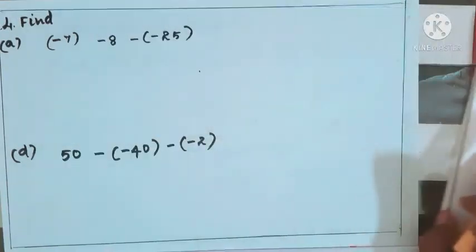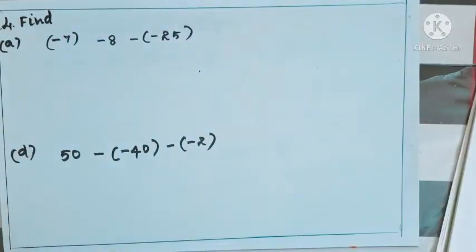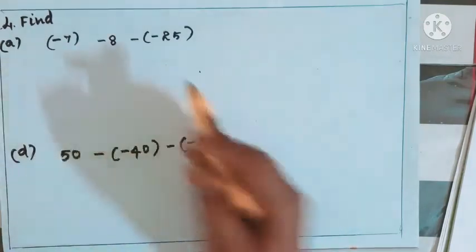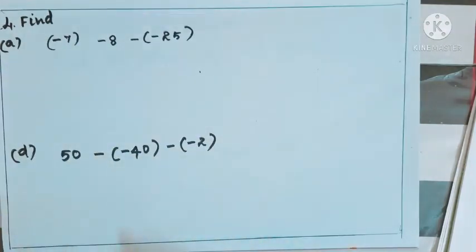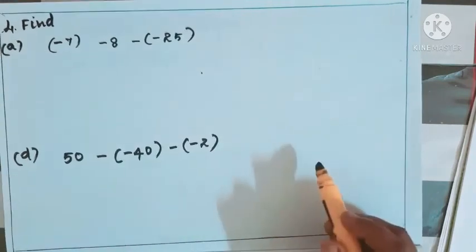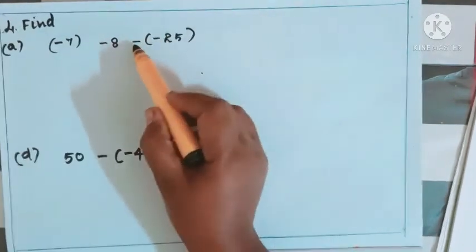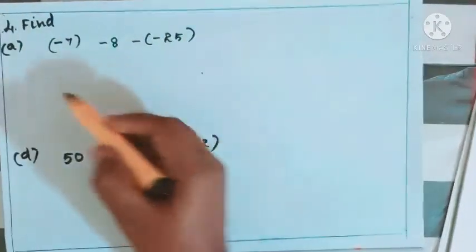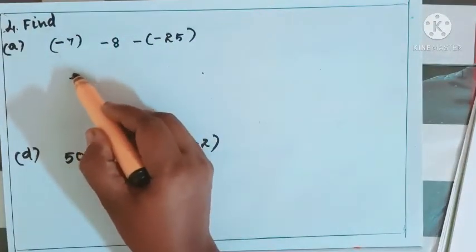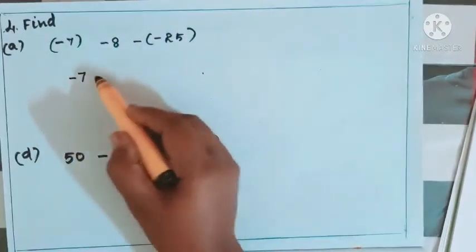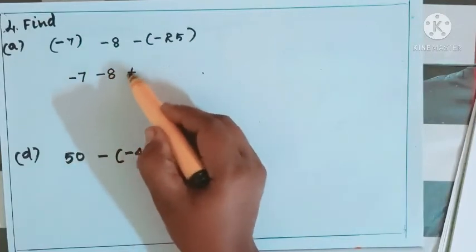Now we are going to see the fourth division. Find minus 7 minus 8 minus of minus 25. So both are given, isn't it? So what will you do? First you change this symbol. Okay, what will happen? Minus minus means you put the plus symbol, isn't it? So what will happen? Minus 7 minus 8 plus 25.